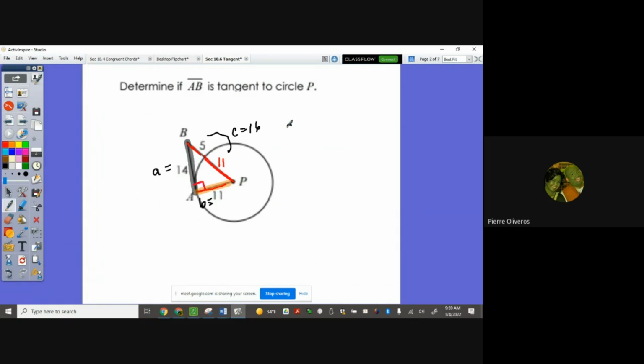Using the Pythagorean theorem, which is a squared plus b squared is equal to c squared. If a squared is 14 squared, b squared is 11 squared, would it be equal to 16 squared? Let's find out. 14 squared is 196. This is 121. When added to 121, that gives us 317. What's 16 squared? That is 256.